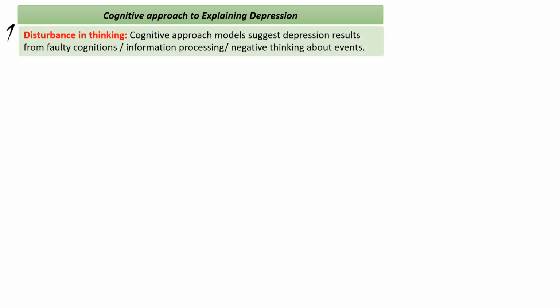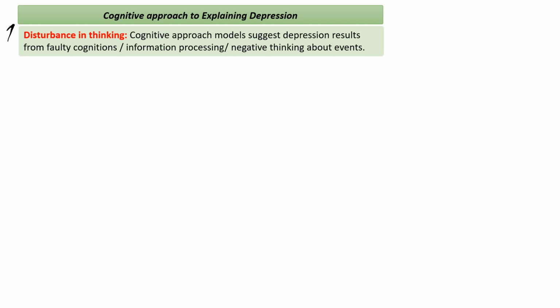Firstly, disturbances in thinking. When we take the cognitive approach, we're going to be suggesting that the psychopathology, in this case depression, is going to come from problems with information processing. So this means our thinking, our cognitions are in some way broken. When we consider an event, we'll always think of it in a negative light.